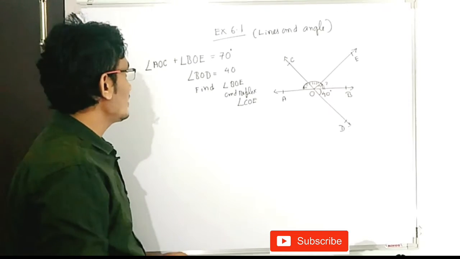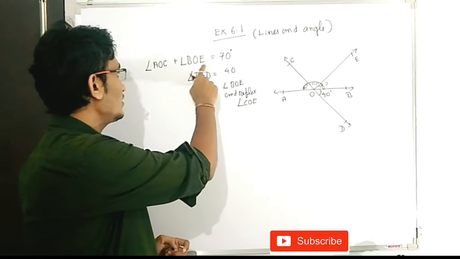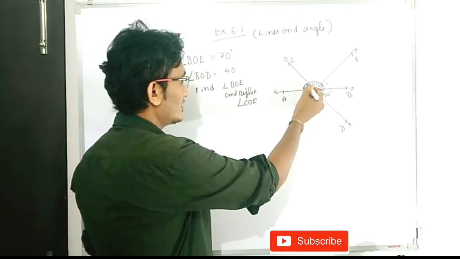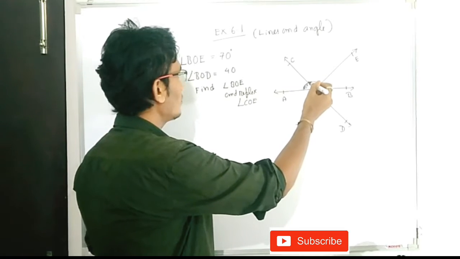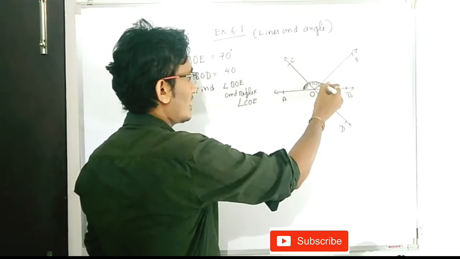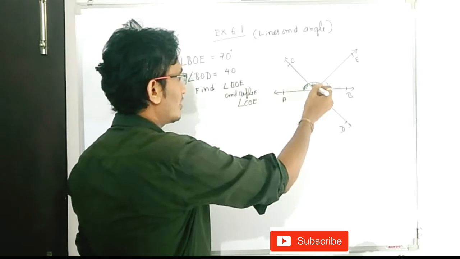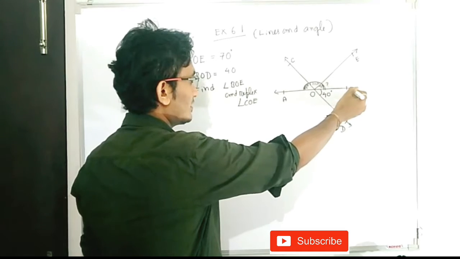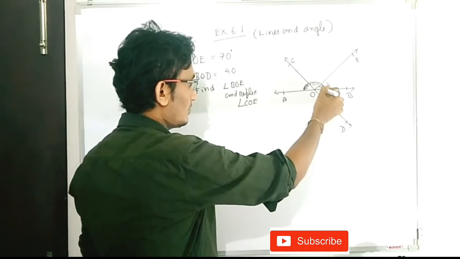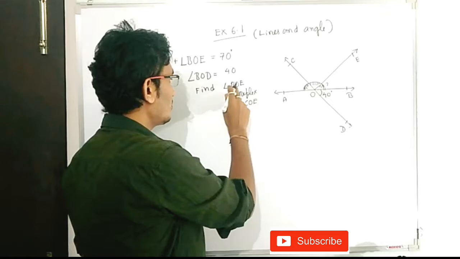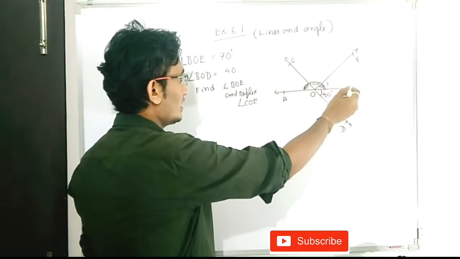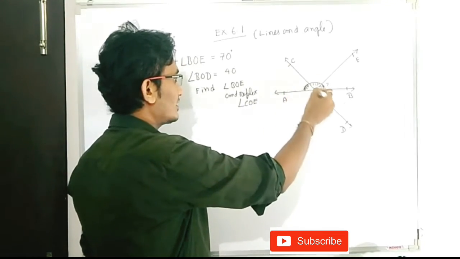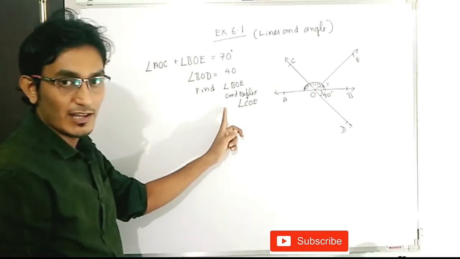In the given figure, it is given that angle AOC plus angle BOE is 70 degrees. The sum of these two angles is 70 degrees. Angle BOD is 40 degrees. We have to find out angle BOE, and the reflex of angle COE. This is the angle COE, but we have to find out the reflex.